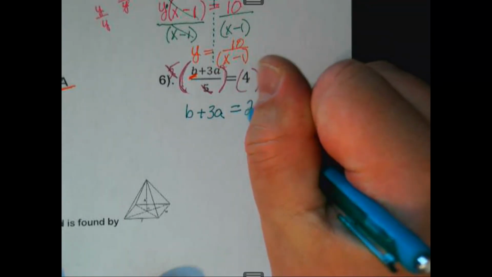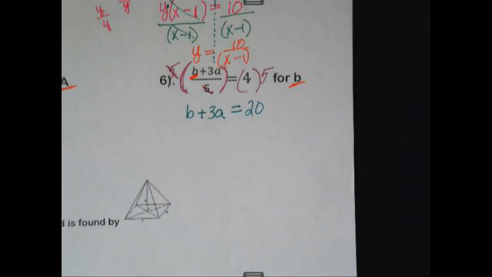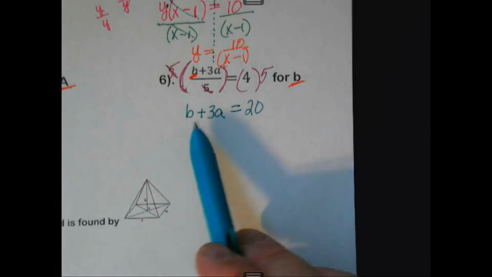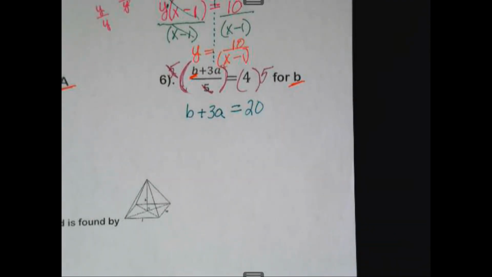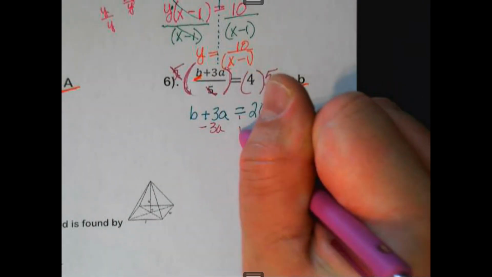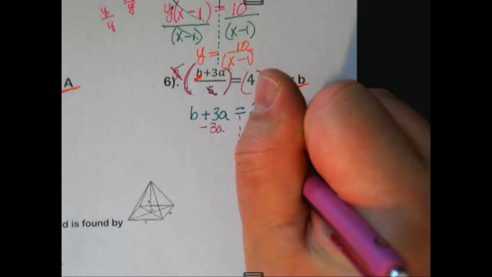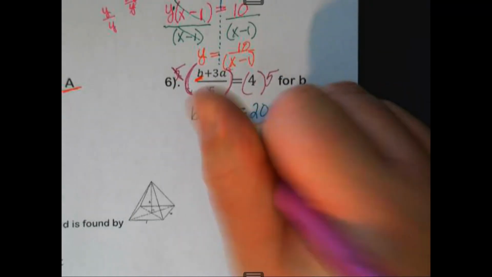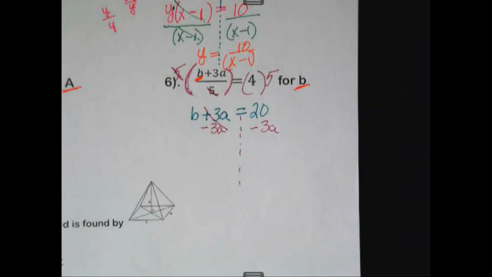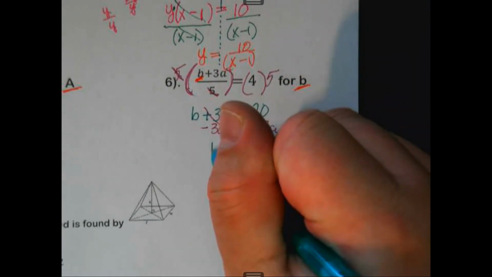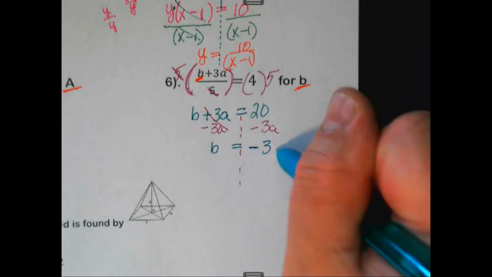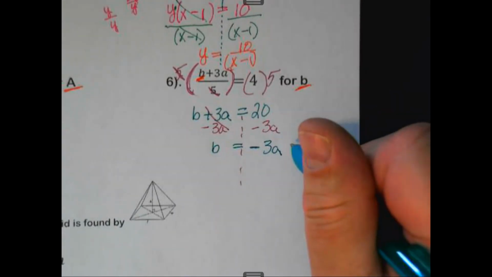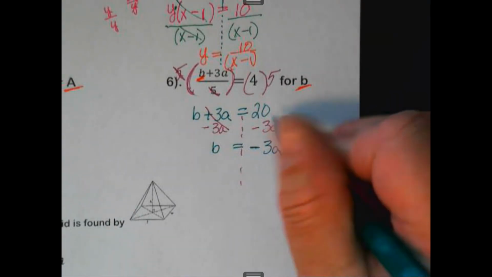See, I want to get B by itself. So I'm going to subtract 3A from both sides. So I have B equals, again, I like putting my variable term first, standard form, negative 3A plus 20. Do not combine them. They're not like terms.